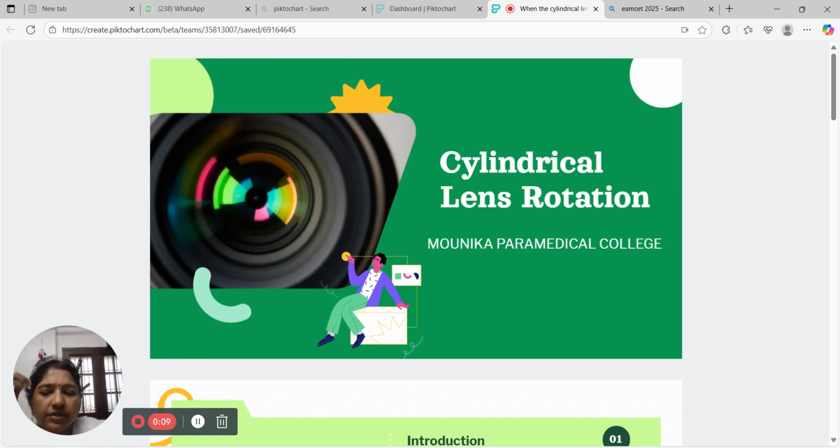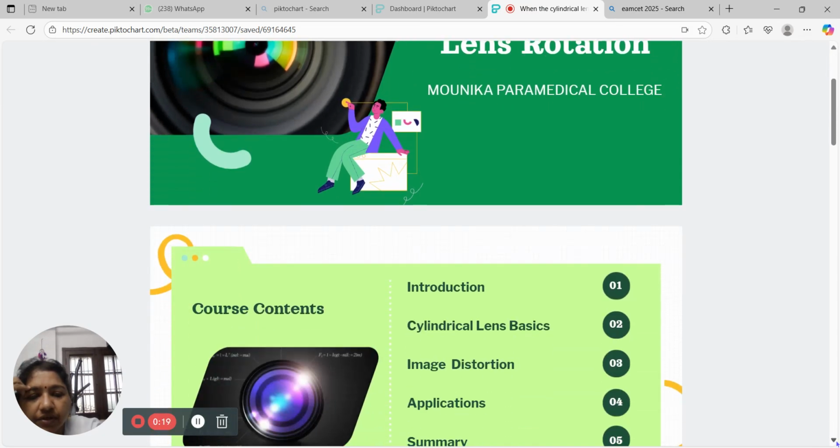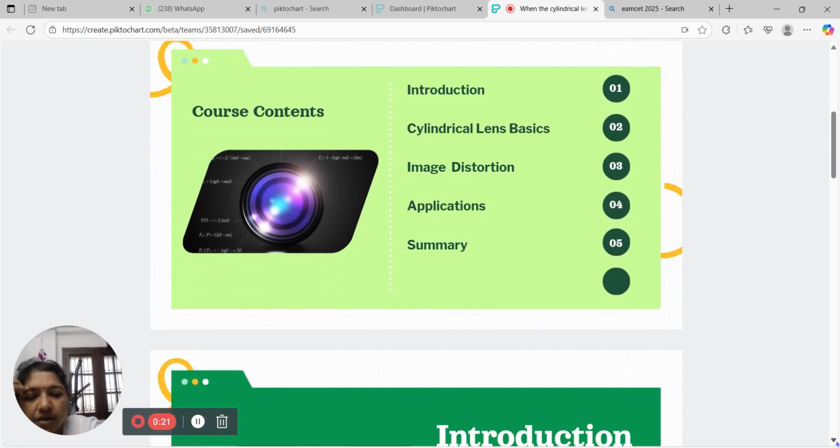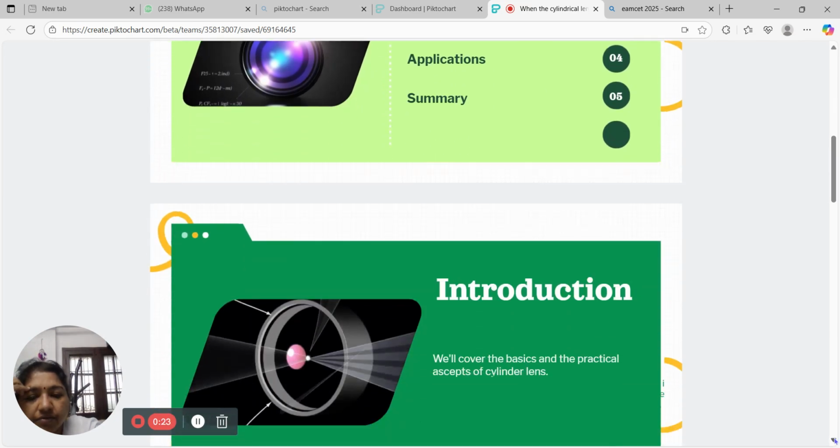Today I want to discuss cylindrical lens rotation, image rotation. This is the main point which we use in the identification of a cylindrical lens. First, let us know what a cylinder lens is.